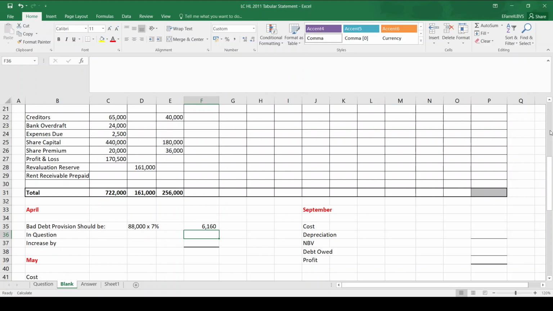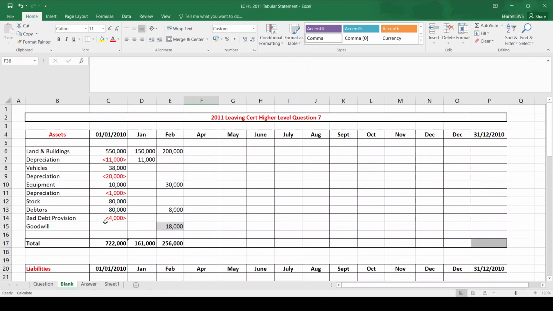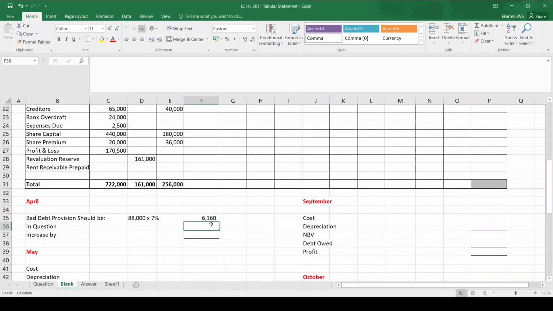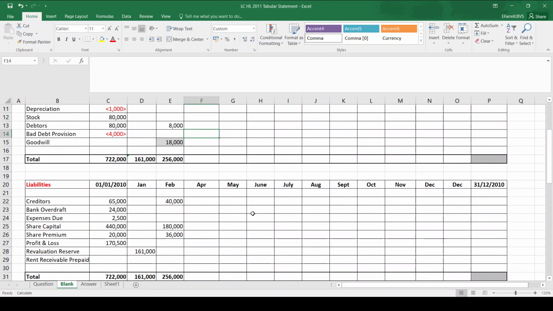What are they in the question here? If you go up to the question, at the moment, the bad debt provision is 4,000. And so the difference then is 2160. So to get it to where it should be, we need to increase it by 2160. So I can see up here, my bad debt provision is 4,000. It should be 6160. So we need to increase it by 2160. And because it's a minus, if you want to increase it more, that's also going to be a minus.